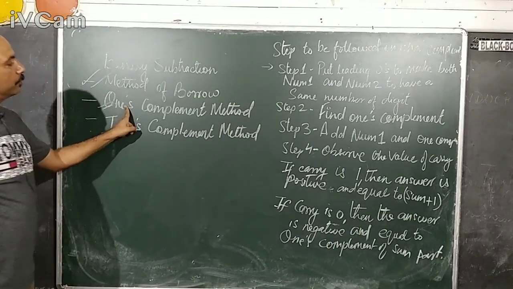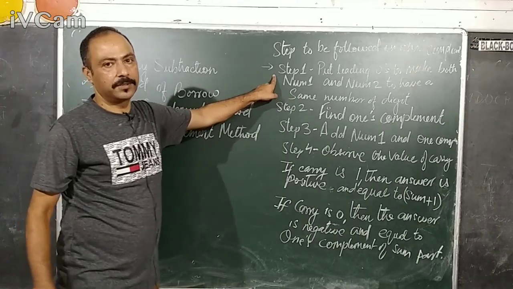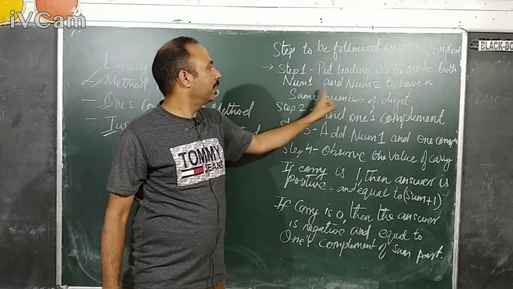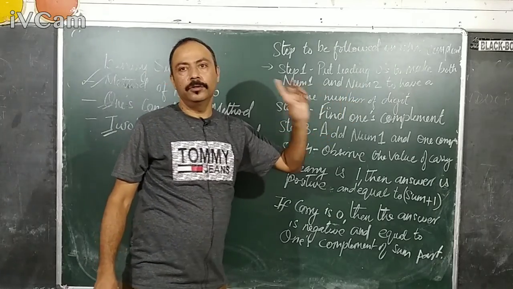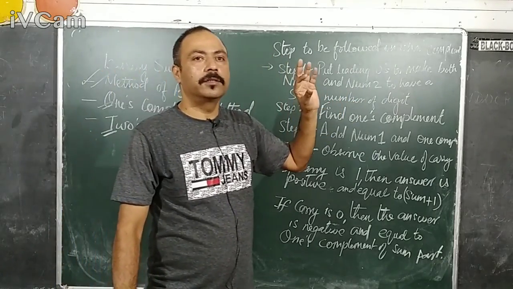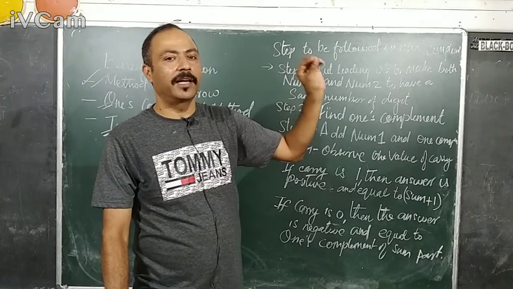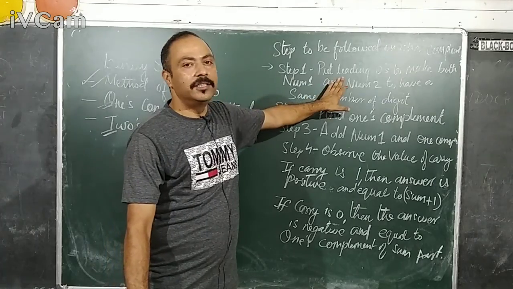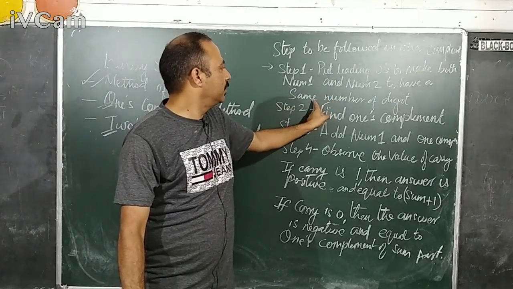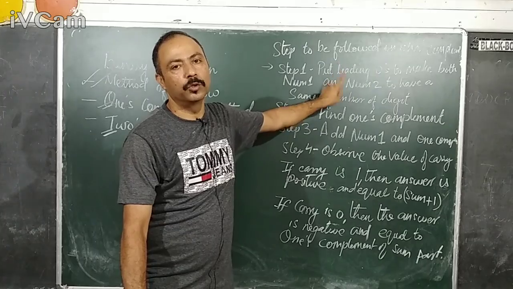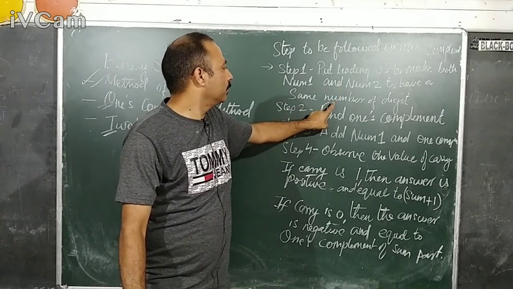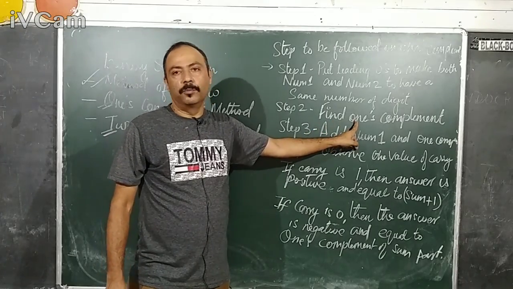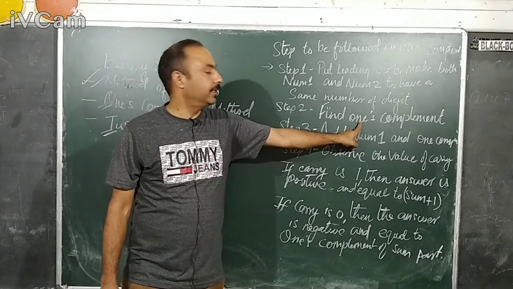To do this one's complement method, we have to follow these steps. First, you have to put leading zeros to make both number one and number two equal. From one number to another, we need to make them equal by putting zeros in front so that the same number of digits is there in both. Second, you have to find the one's complement. I'll show you how to find it.